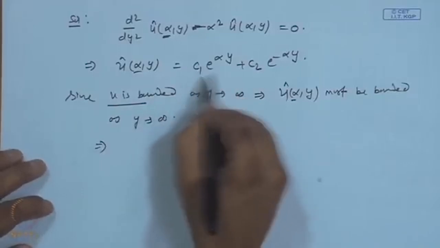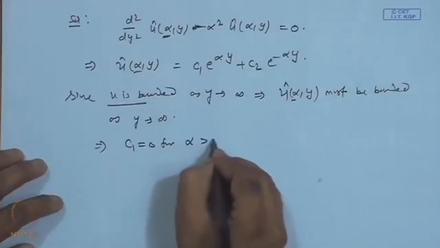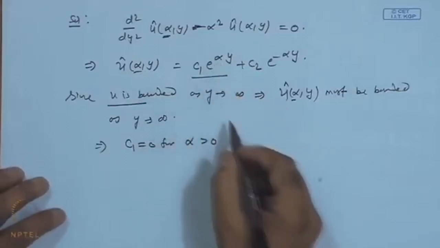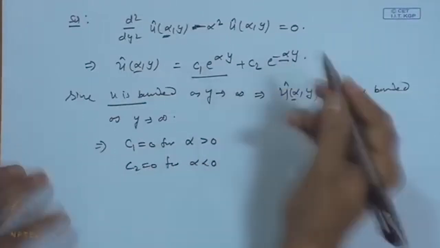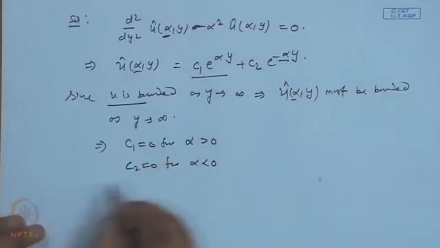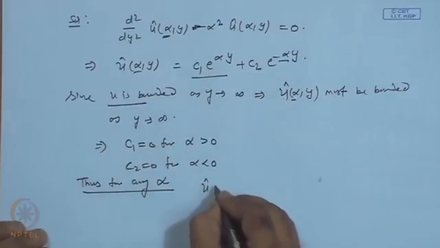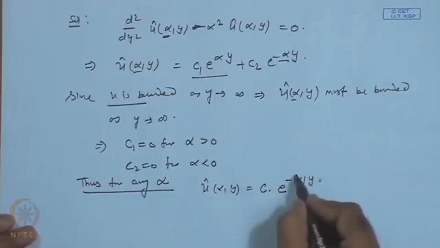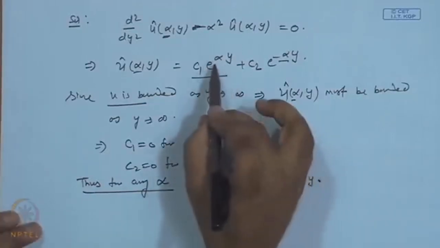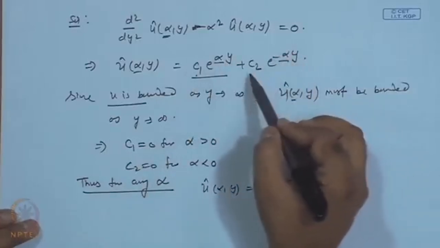And this will tell us, because here we have e^{alpha y} and e^{-alpha y}, that c1 is 0 for alpha positive, because otherwise this will blow up, to have this boundedness. And c2 will be 0 for alpha negative, in that case this will be unbounded. So in any case, for any alpha we can eliminate one constant, because we are anyway getting some constant times e to the power minus absolute value of alpha y. We cannot keep alpha alone, because c1 will be 0 if alpha is positive, and if alpha is negative c2 will be 0.